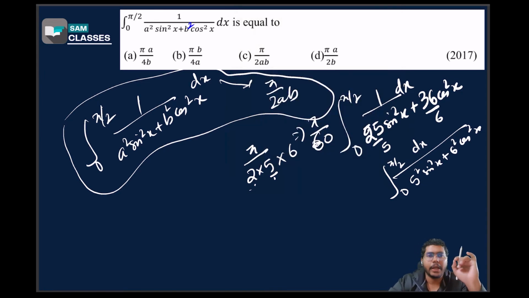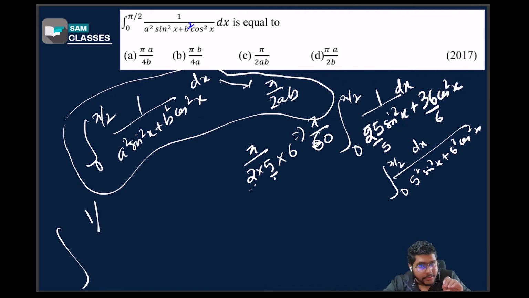Now see, whenever you get sine square plus cos square in the denominator and 1 in the numerator, what do you have to do? Divide numerator and denominator by cos square x. Now you say, sir, how will we get to know that we have to divide numerator and denominator by cos square x? Very simple. Just understand the logic behind it. If I divide the numerator by cos square x, what will I get? I'll get secant square x on the numerator.